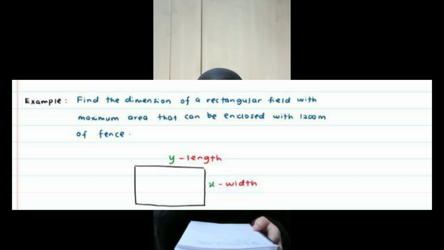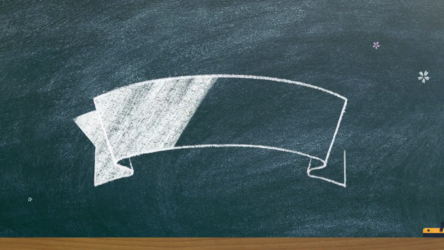Hello Sophia, are you free? Hey, can you help me? Help me solve this problem. The question is, find the dimensions of a rectangular field with maximum area that can be enclosed with 1,200 meters of fence. Alright, I will wait. Alright, thank you so much Sophia. Bye.